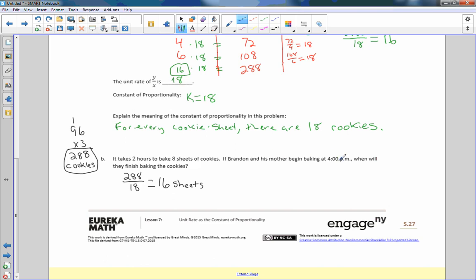If Brandon and his mother begin baking, and it takes 2 hours to bake 8 sheets of cookies, okay, so if it takes 2 hours to bake 8, it will take how long to bake 16? Well, 8 sheets to 16 sheets is double, so it's going to take 4 hours to bake 16 sheets. So this is a 4-hour process, and they begin baking at 4 p.m. So 4 p.m. add 4 hours, they will finish at 8 p.m.